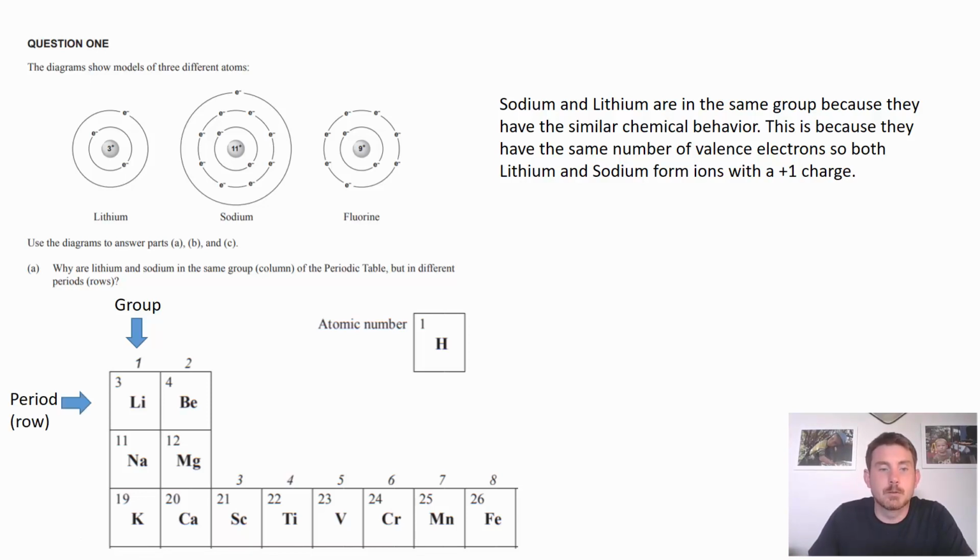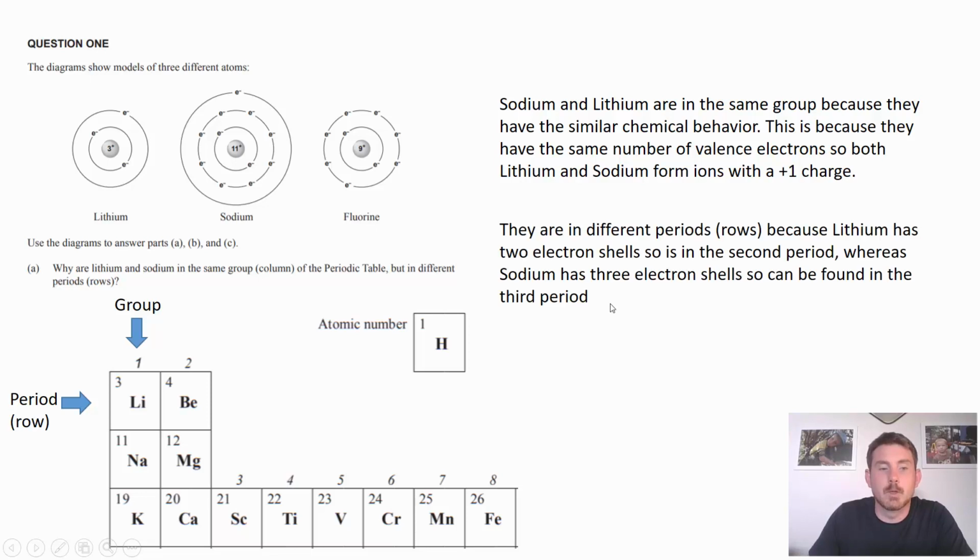But they're in different periods. Well, the periods are different because lithium has 2 electron shells, and the periods relate to the number of electron shells for that atom. And sodium is in the third row because it has 3 electron shells in its structure. And that answer that I've given would be at about a merit level in terms of the exam.